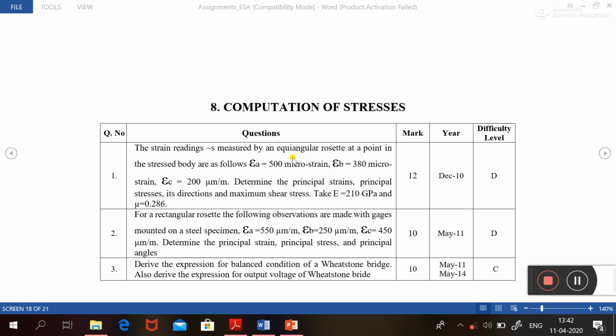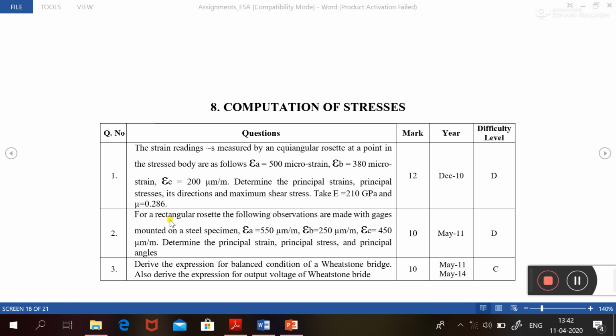As per that particular rosette, only three readings are given in the form of epsilon a, epsilon b and epsilon c, and the value of shear modulus and mu is given. Once again we have to determine the principal strain, principal stresses, directions, and maximum shear stress. Whatever problem is asked, it is based on the equiangular rosette, that is the rectangular rosette. Then the second problem, that is for a rectangular rosette, the following observations are made.